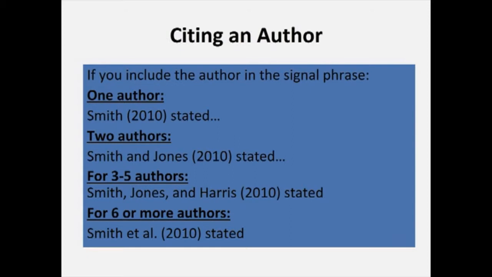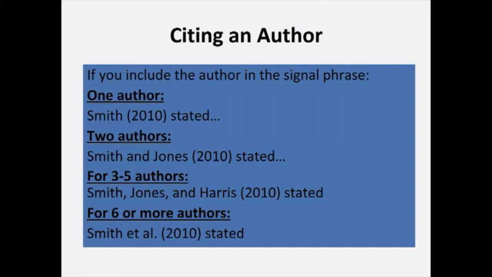APA also requires that references to works with multiple authors will be cited in text in a specific format. If you include the author in the signal phrase as part of the sentence, for one author, include the author's last name, followed by the year of publication in parentheses. For two authors, include both authors connected by the word "and", followed by the year of publication in parentheses.